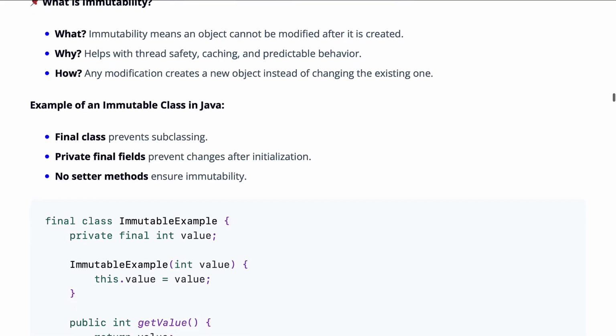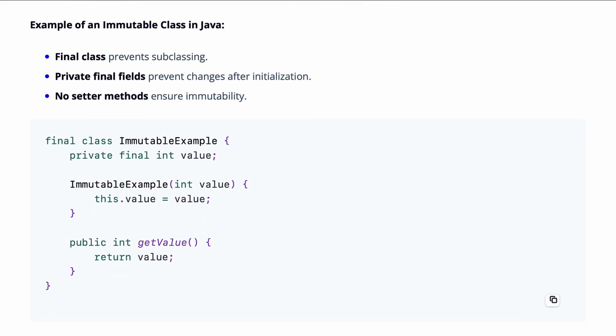To start with, let's actually try and see what is involved in creating an immutable class. So here we are trying to create an immutable example as an immutable class. The first thing we are doing is final. This final prevents subclassing. We don't want anybody to extend an immutable class and change the behavior. And that's why we make it final.